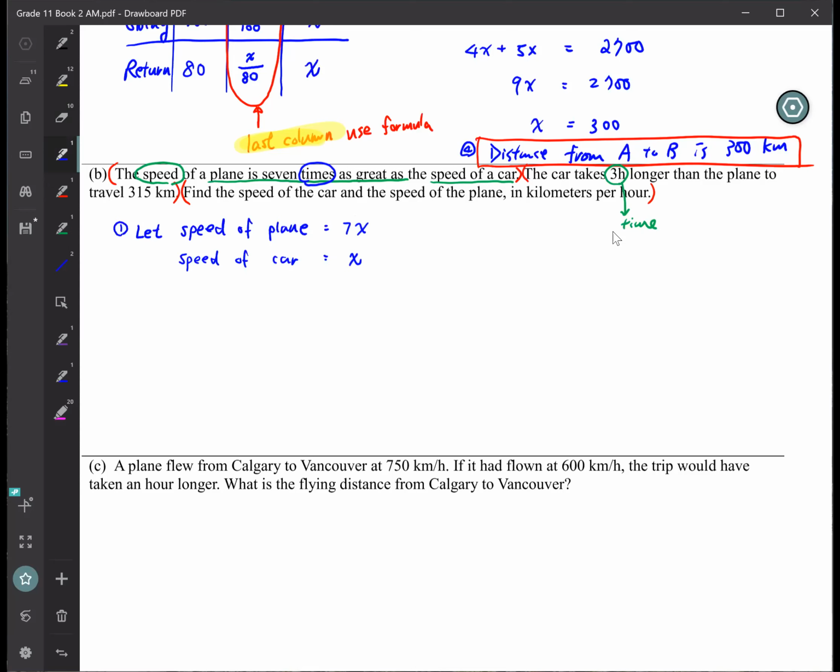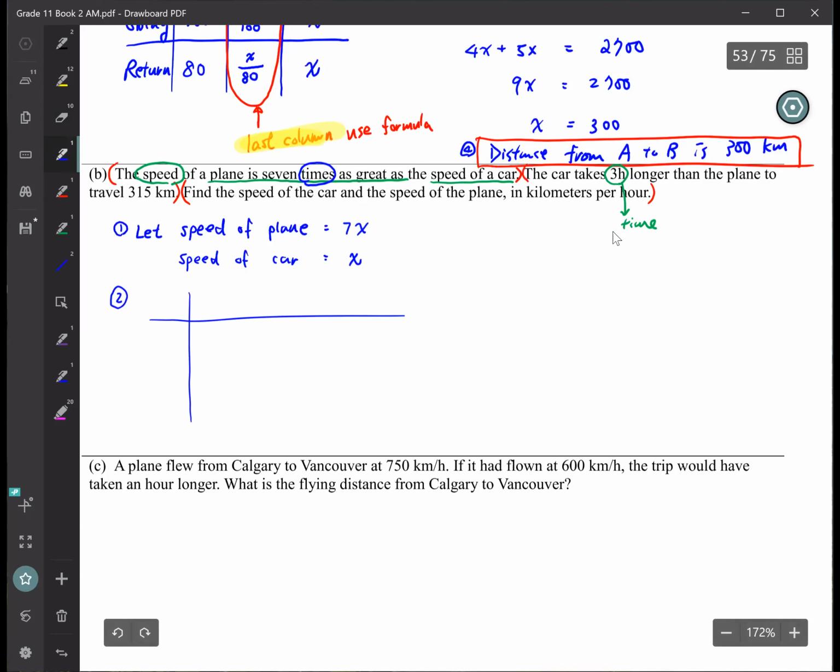If you have two unknowns, then you need to have two let statements, if the question gives you enough to write out two. Now we're ready to set up the table. Always have 4 columns like that: speed, time, distance. And remember, speed times time equals distance.